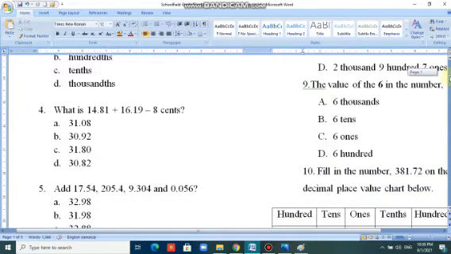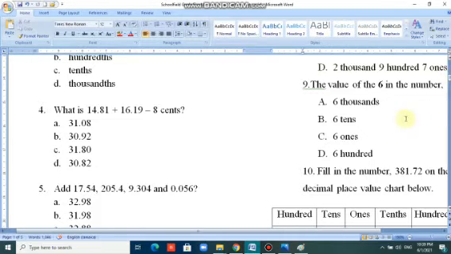Number 4. What is 14.81 plus 16.19 minus 8 cents? Now there is a mistake here in the answers because there is no answer for number 4. The answers are not there. So A is not the answer, B is not the answer, C is not the answer, D is not the answer. So 1 mark is allotted for that. And same goes for number 5. But let us work it.